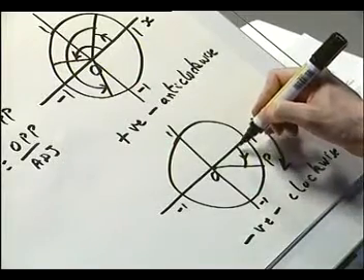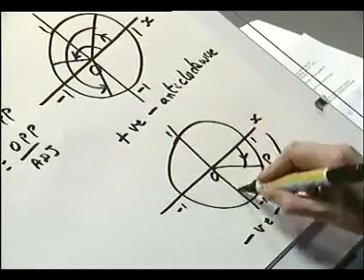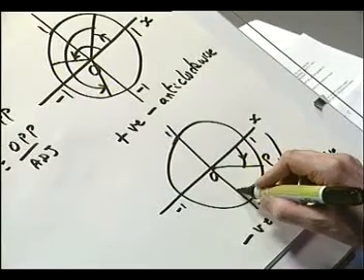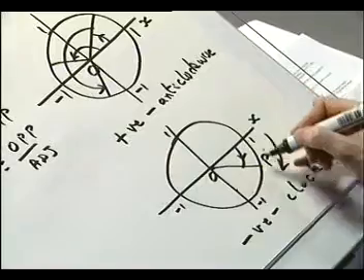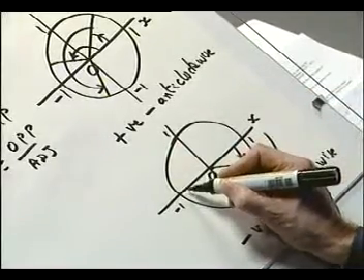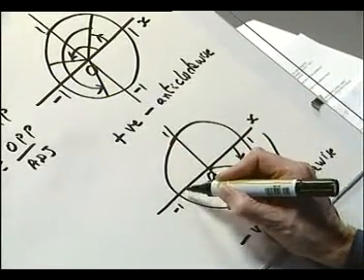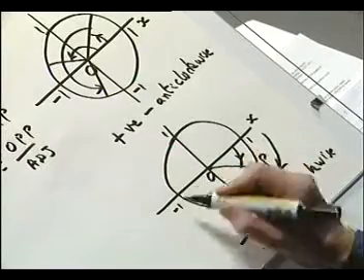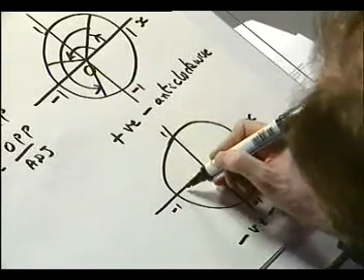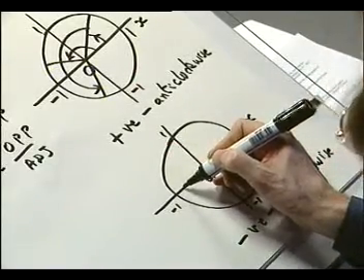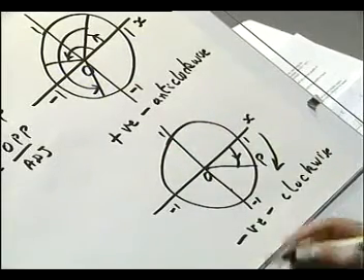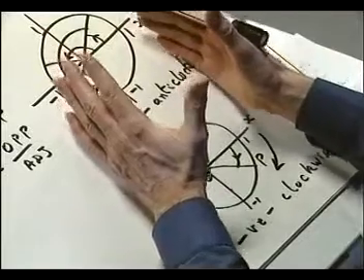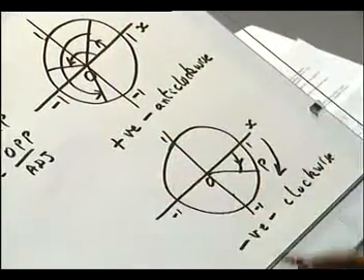So of course we can go round from here to the negative part of the y-axis, and that's minus 90 degrees. If we go right the way round to the negative part of the x-axis, that's minus 180 degrees. Effectively the same as coming round to 180 degrees, coming round anti-clockwise. So that's how we can have any size of angle.